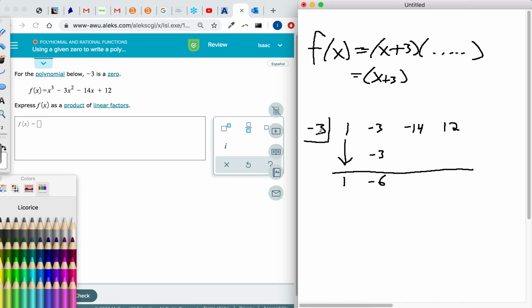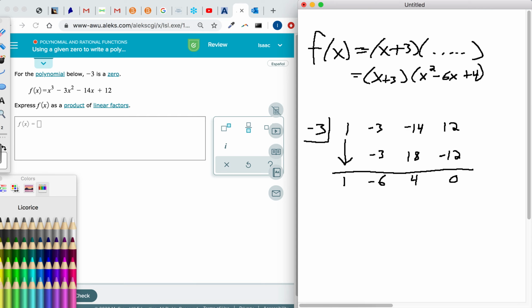And then repeat the process. Do negative 3 times negative 6, that makes 18, and then add. Negative 3 times 4 makes negative 12, and then we add. Okay, so what we have left, it started with a power of 3. So what we have left, since we divide by x to the first, we're going to have 1x squared minus 6x plus 4.